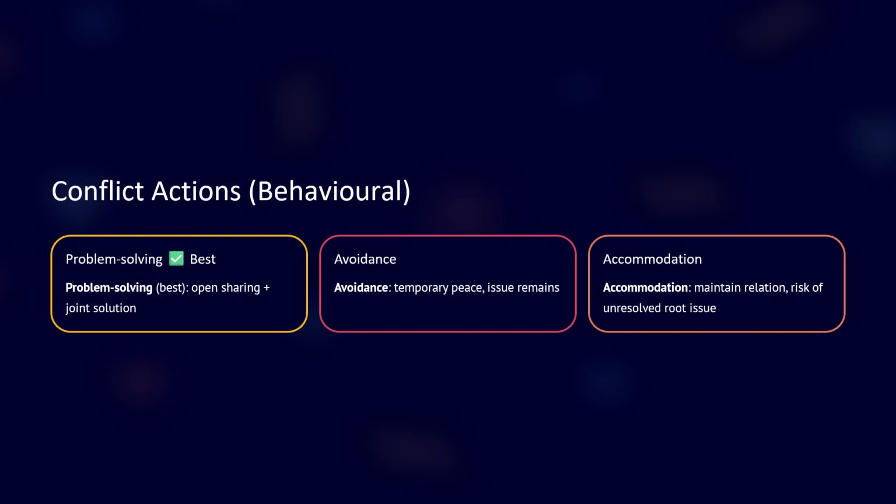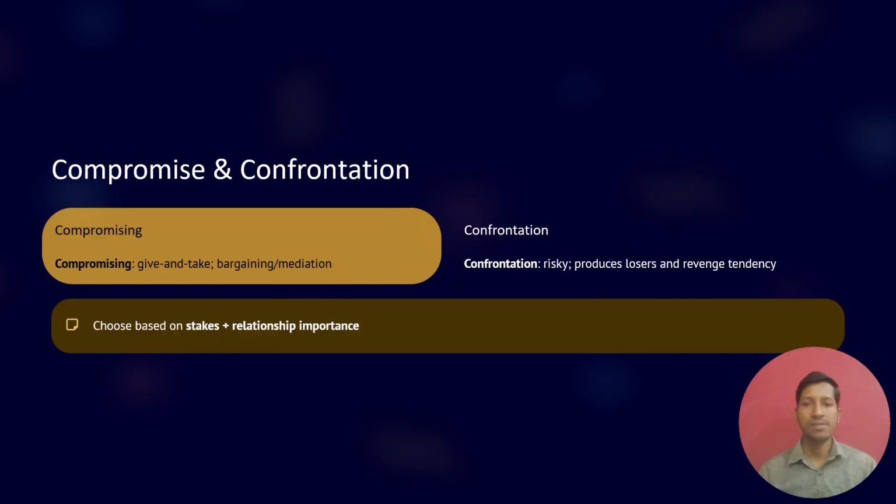Then there is accommodating or smoothing. This is based on cooperativeness. One party decides to go along with the other person's request just to keep the peace. They focus on what they have in common and ignore their differences. While this is nice for maintaining the relationship, it can be a problem if the underlying issue is never actually fixed.